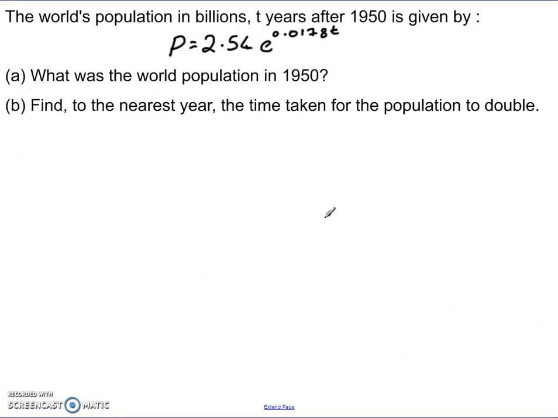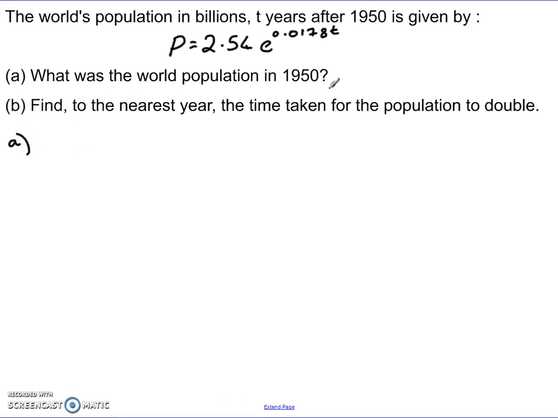Let's look at that. Now the scenario is that the world's population in billions, t years after the year 1950, is given by this equation here. P equals 2.54 e to the power of 0.0178 t. First thing I want to know is what the world's population was in 1950, and then find to the nearest year the time taken for the population to double.